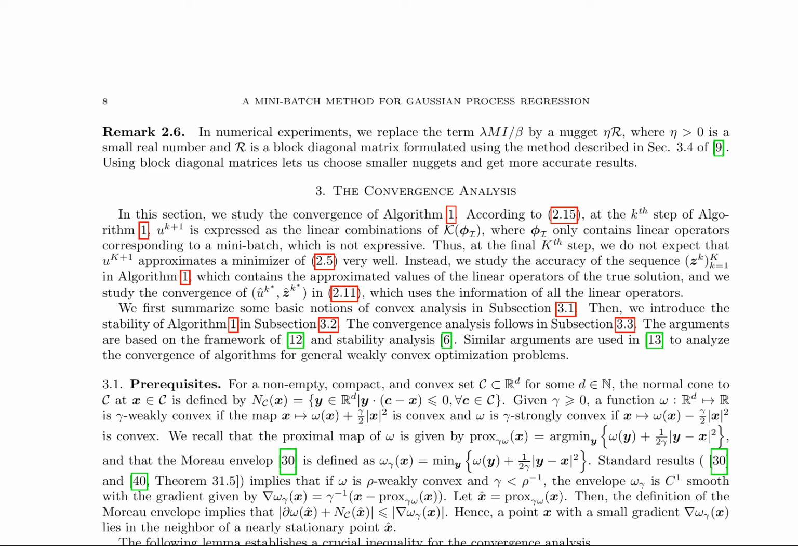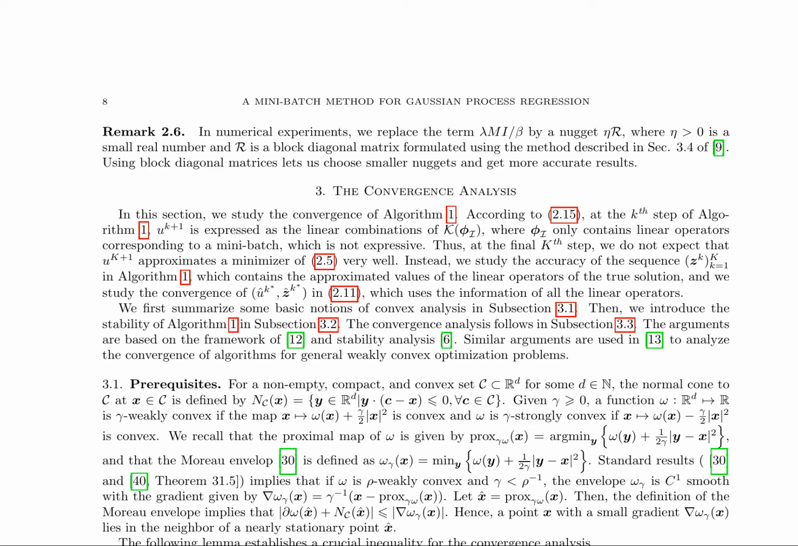The convergence analysis consists of three parts: prerequisites, stability, and convergence analysis. In the prerequisites section, the authors recall basic notions of convex analysis, including normal cones, gamma-weakly convex and gamma-strongly convex functions, proximal maps, and Moreau envelopes. A crucial inequality, lemma 3.1, is established which will be used in the convergence analysis.